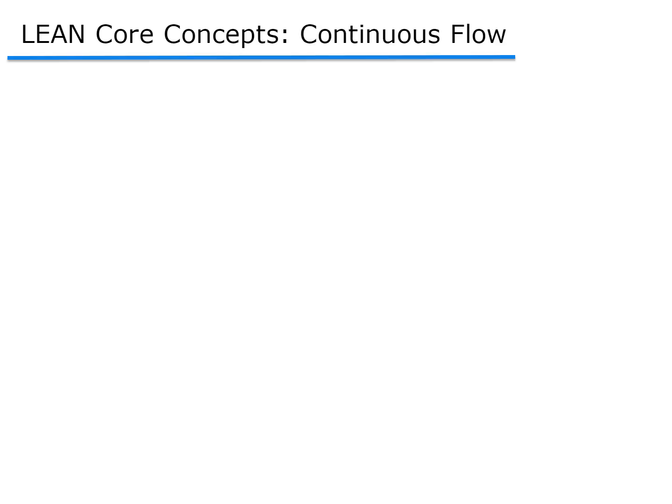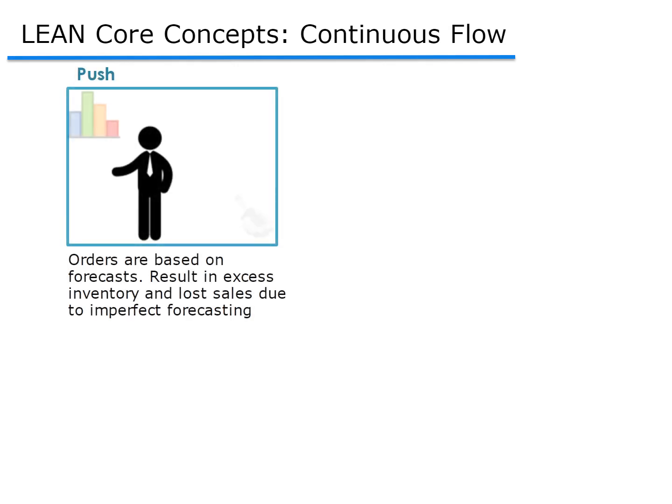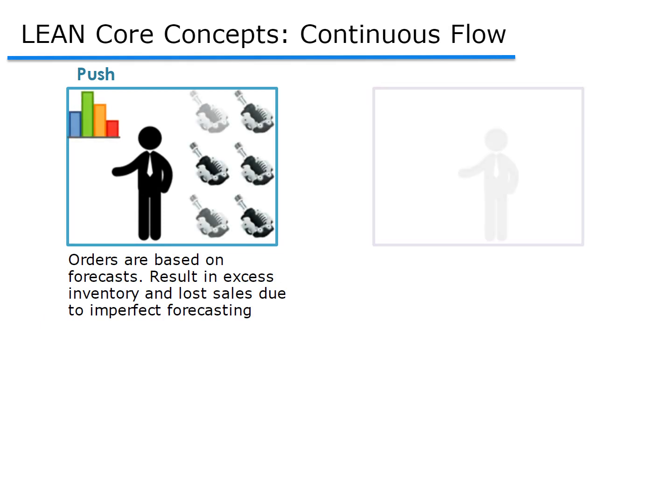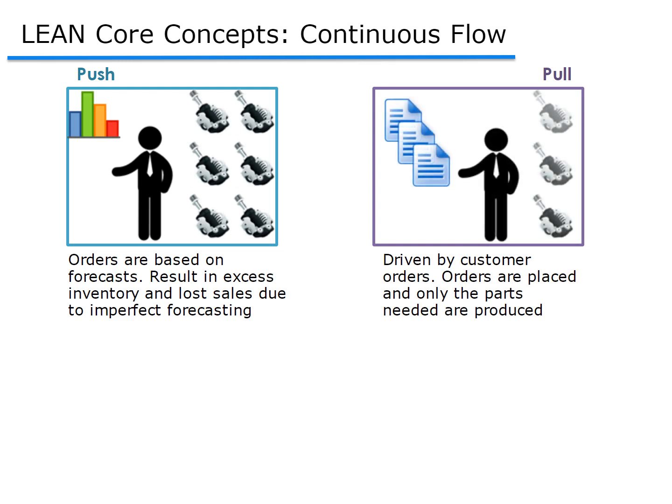Traditional processes are based on forecasts to drive production. Push system. Push systems result in excess inventory and lost sales due to imperfect forecasting. A pull system is driven by customer orders that initiate the process. The customer order initiates orders for component parts or information that are delivered at scheduled times.